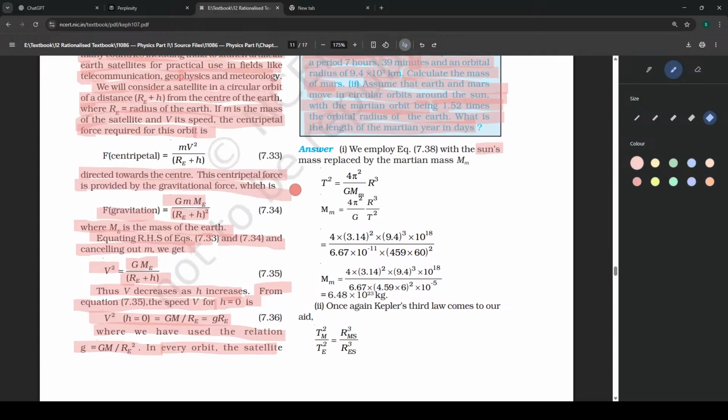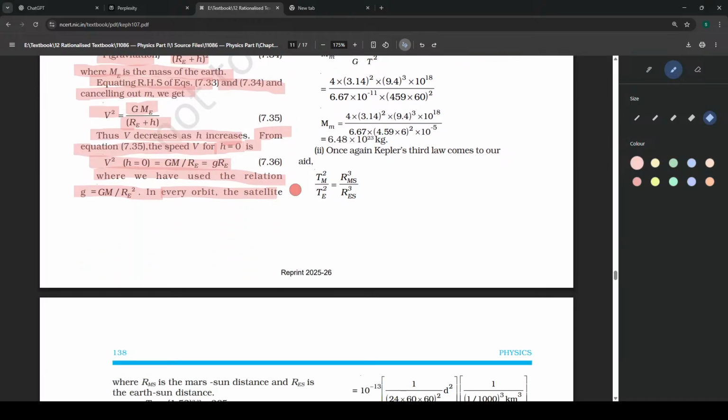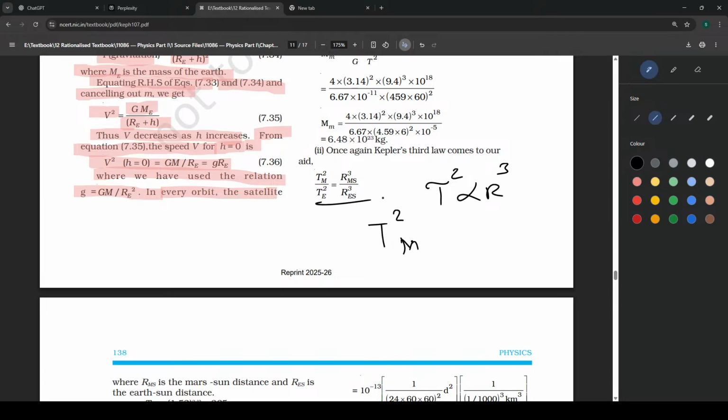Assume the Earth and Mars move in circular orbits. The question is: what is the length of a Martian year in days, that is, the time period? Basically we know the formula, Kepler's law: T square is directly proportional to R cube. When we apply a constant k, we get T square by R cube equals k.